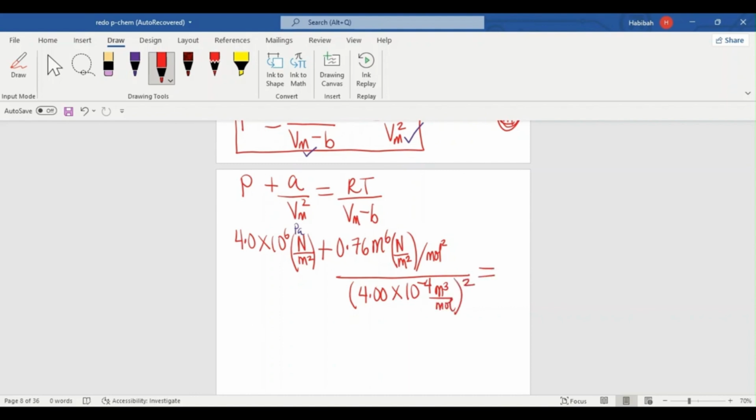R is just the gas constant. We're going to use this particular gas constant here. We're not going to use the 0.08206. We're going to use 8.3145 meter cubed Pascal, but of course we're not using Pascal. We're going to use Newton per meter squared, per mole Kelvin. Let me write Pascal up here so you know what is going on.